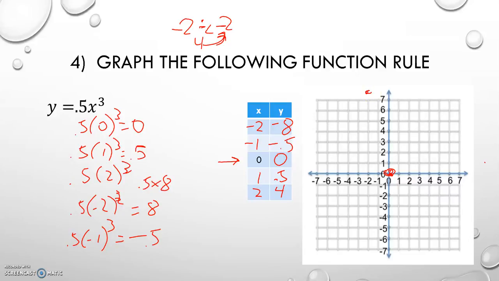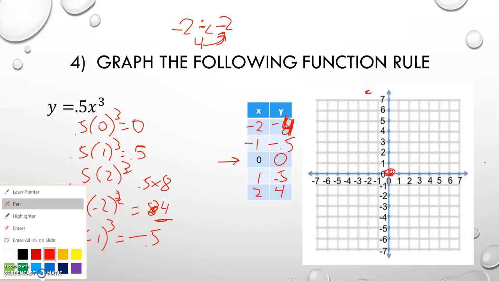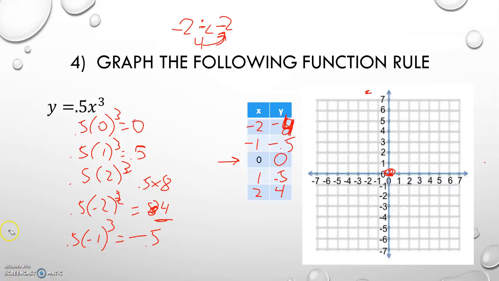this is not 8 right here. This should be 4. I did this one wrong. This one should be negative 4. And here's why. Negative 2 times negative 2 times negative 2 is negative 8. But then when I multiply it times 0.5, that should be negative 4. And so this point's not on the graph. Let me erase that. And I'm going to put that at negative 2, negative 4, which is here.